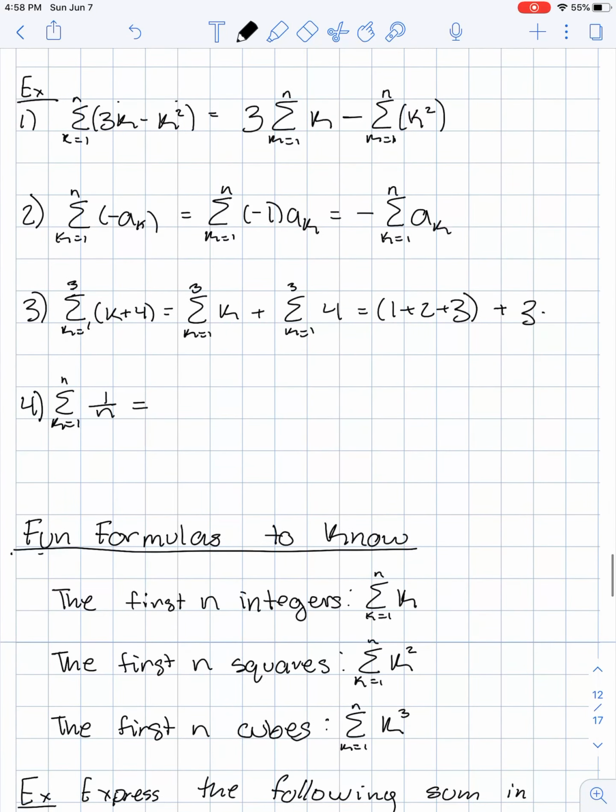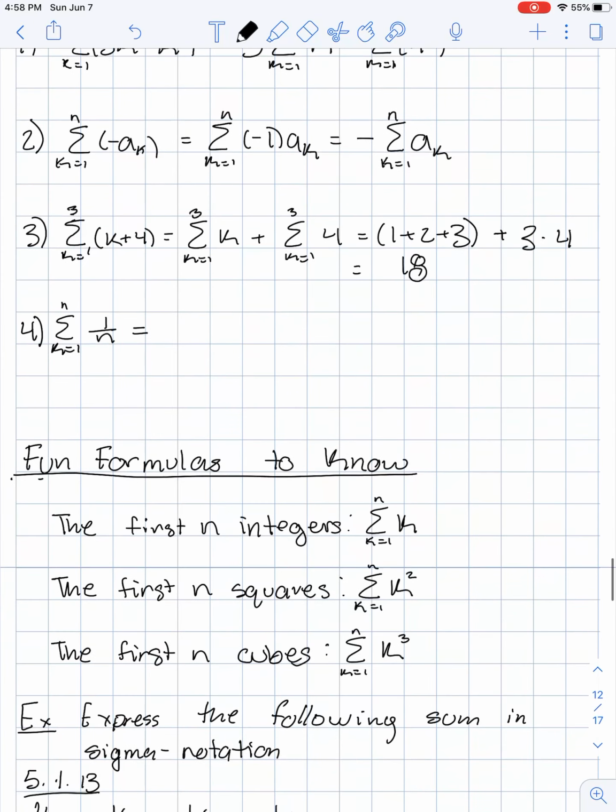So that's just going to be 3 times 4. What is that? 6 plus 12? 18? Yeah. And that one equals 18. Fun little summation right there.